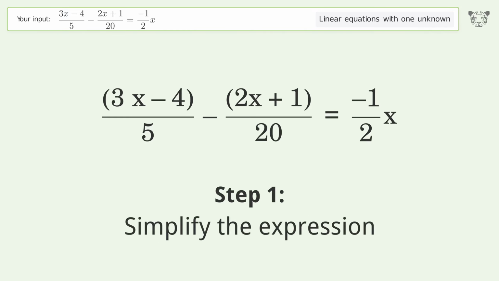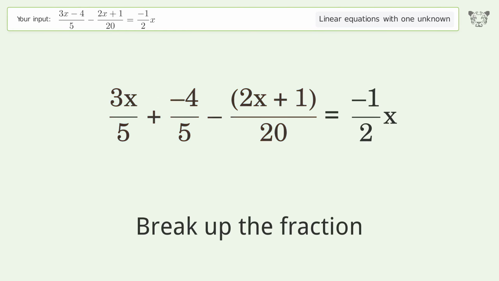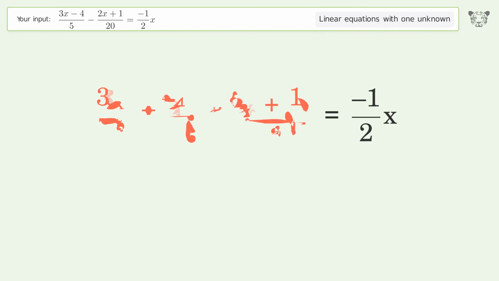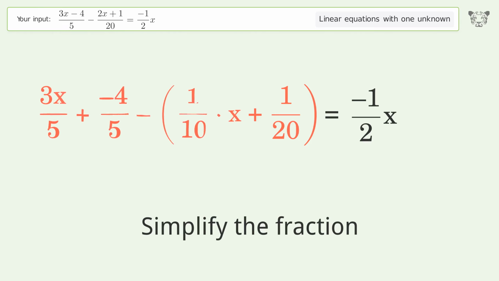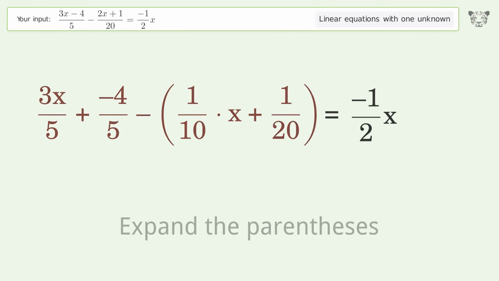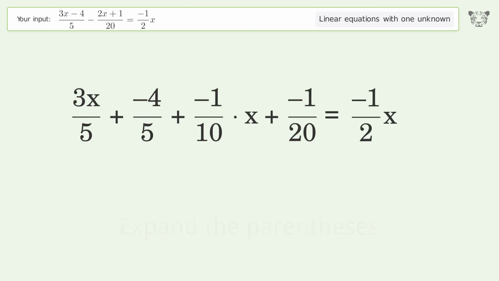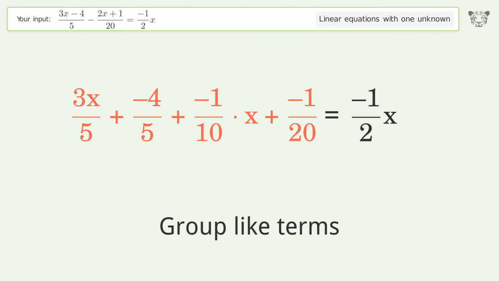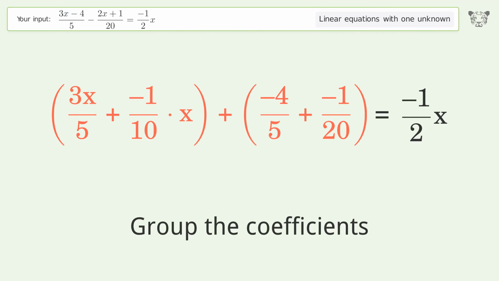Simplify the expression. Break up the fraction. Simplify the fraction. Expand the parentheses. Group like terms. Group the coefficients.